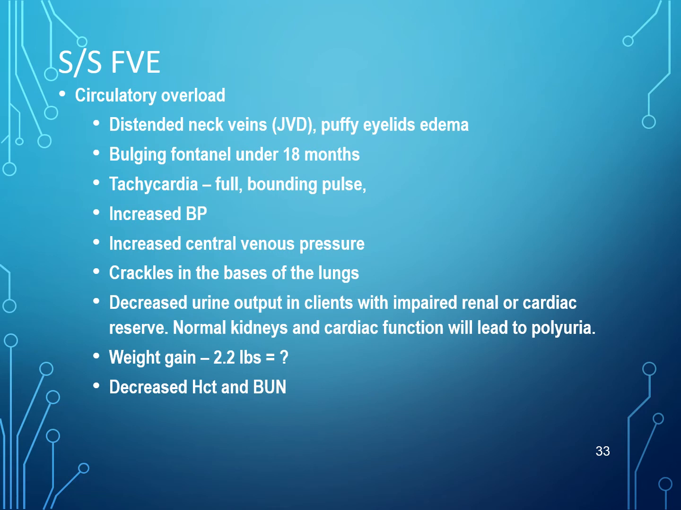Then we're going to have crackles in the bases of the lungs because the fluid is going to start going in there. We have decreased urine output in clients with impaired renal or cardiac reserve. Normal kidney and cardiac function will lead to polyuria. So if your kidneys are working properly, then we'll actually produce urine. If they're not able to work properly, then we're going to end up with issues where we're not producing urine, so it's going to cause more issues. We need to make sure that we are watching people very closely with that.